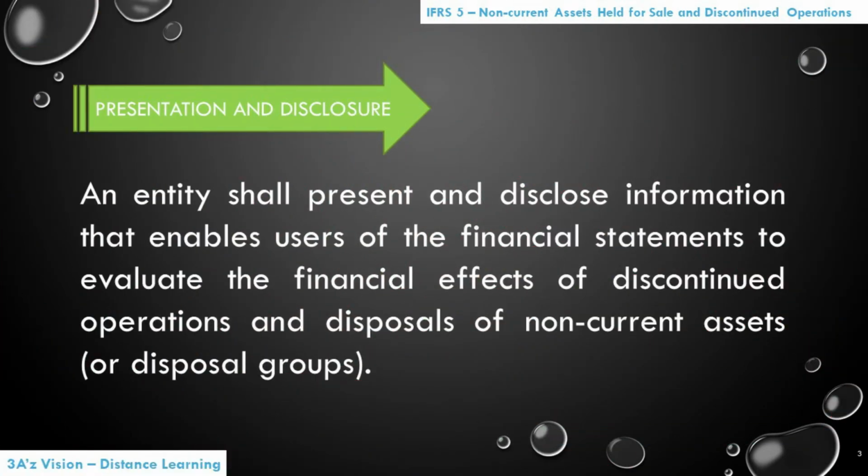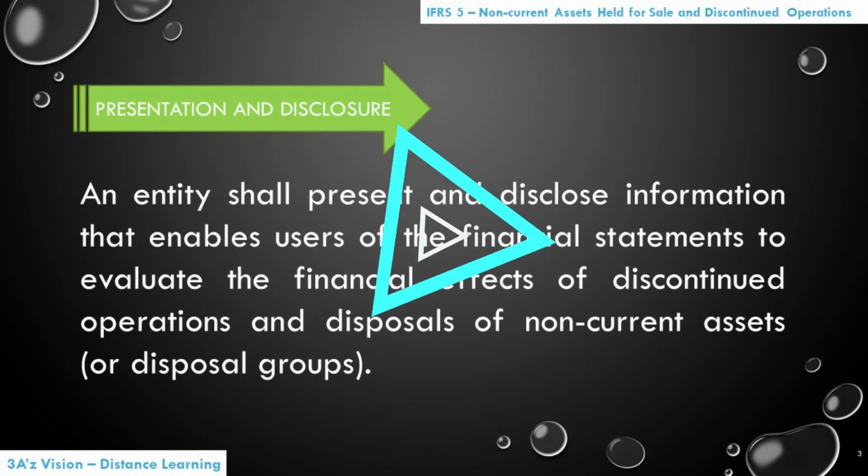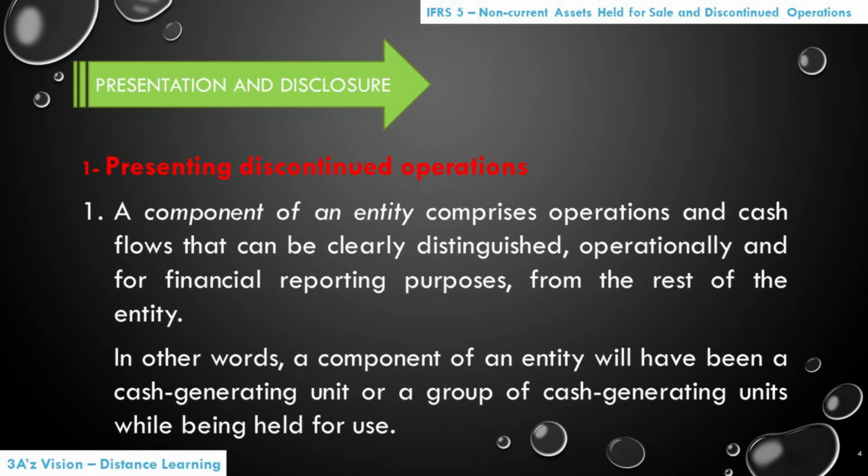Presentation and disclosure. An entity shall present and disclose information that enables users of the financial statements to evaluate the financial effects of discontinued operations and disposals of non-current assets or disposal groups. Presenting discontinued operations. Number 1. A component of an entity comprises operations and cash flows that can be clearly distinguished, operationally and for financial reporting purposes, from the rest of the entity. In other words, a component of an entity will have been a cash-generating unit, or a group of cash-generating units, while being held for use.